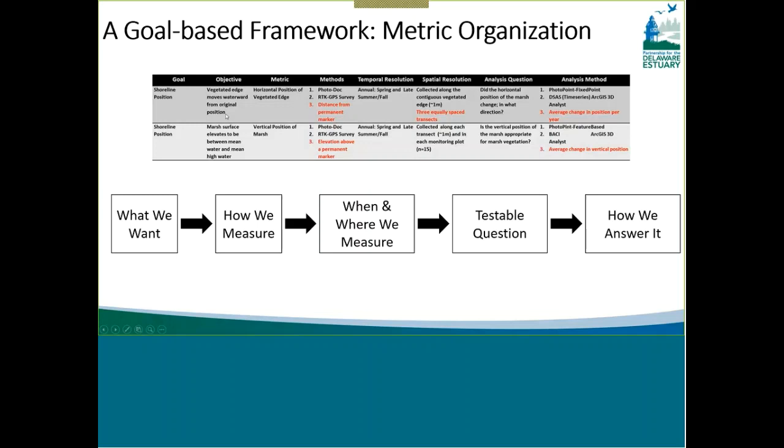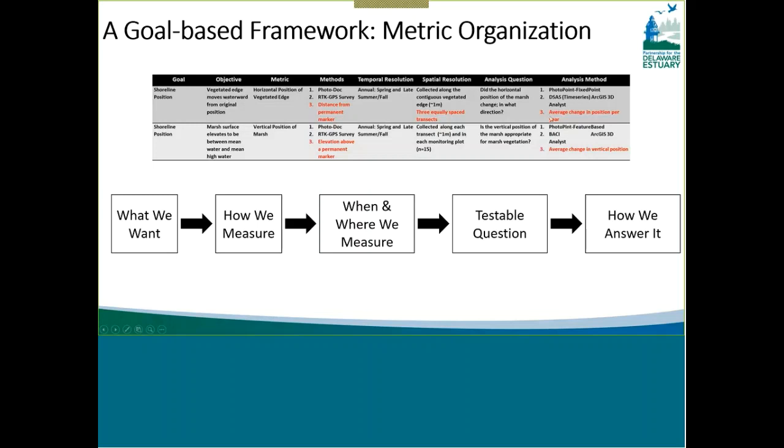You list out the methods that you chose, you decide when you want to do that, and where you're going to do it. So say I'm going to do this distance from a permanent marker. I'm just going to take my site, split it into thirds, and put a transect down the middle and then put one at the 75th and the 25th percent distance from the starting point. 3 equally spaced transects. Then my question, now it's called analysis question, but it doesn't have to be, it's not really complicated. My question is just, did the horizontal position of the marsh change and in what direction?